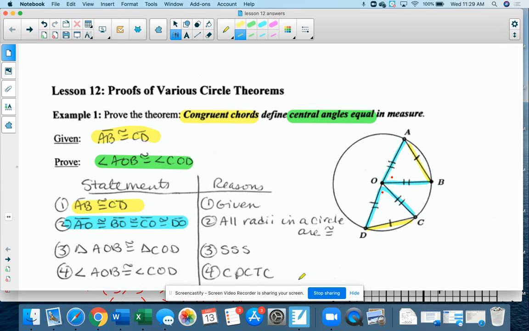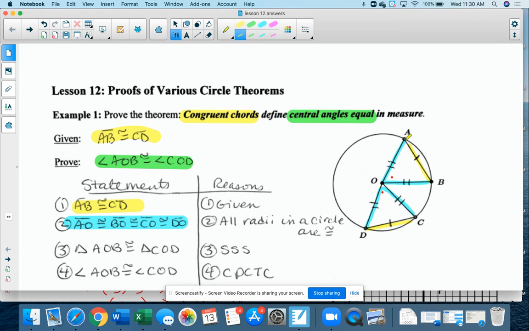So for example 1, I want to prove the theorem: congruent chords define central angles equal in measure. There's not really a given and a proof, but the given is the congruent chords. If we look at the picture, I have the chords highlighted in yellow. The chords are AB and CD. So the given is that those two chords are congruent already.